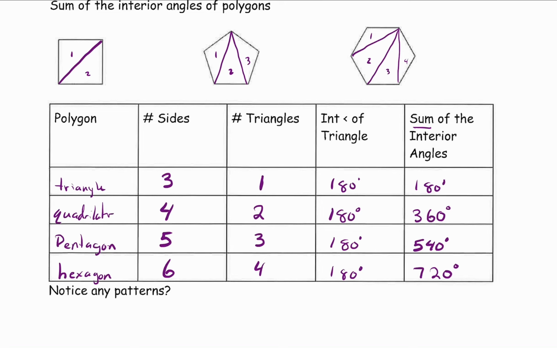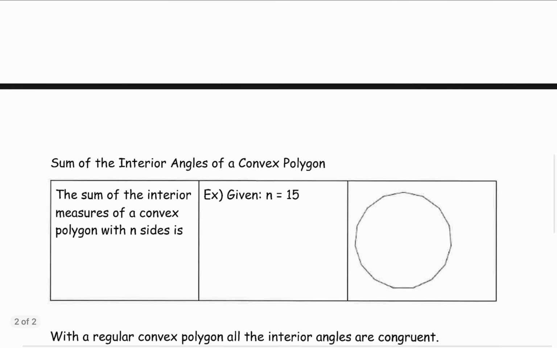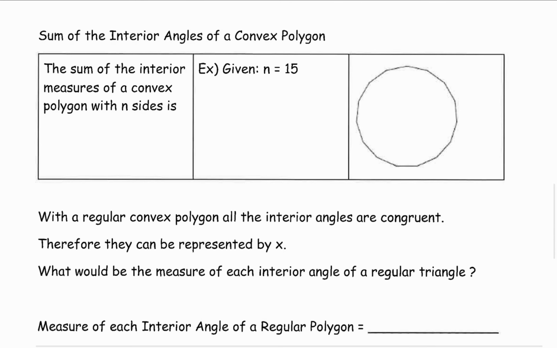So at this point, if you haven't figured out the pattern, you could pause the video, try and figure it out for yourself. Okay, if you paused it, great. If you didn't, well, here you go. We're going to give you the pattern anyway. So the sum of the interior measures of a convex polygon with n sides, here's the equation: n minus 2 times 180.